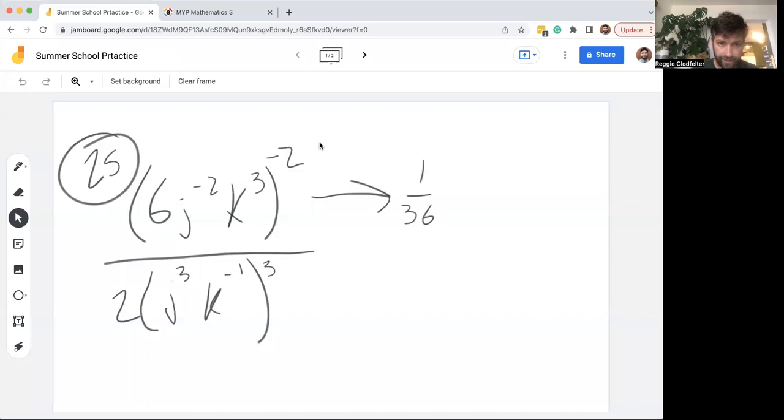Then I have j to the negative second to the negative second. So I multiply them, power of a power rule. Negative 2 times negative 2 is positive 4. That's j to the positive 4. And here I have 3 times negative 2. I get k to the negative 6.